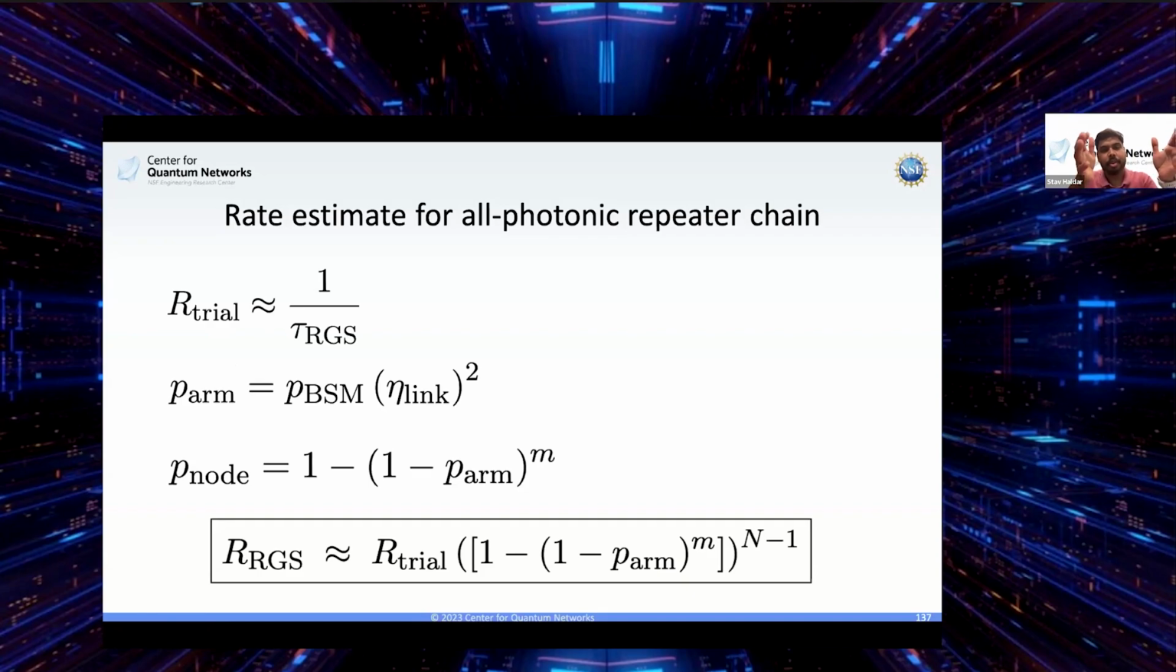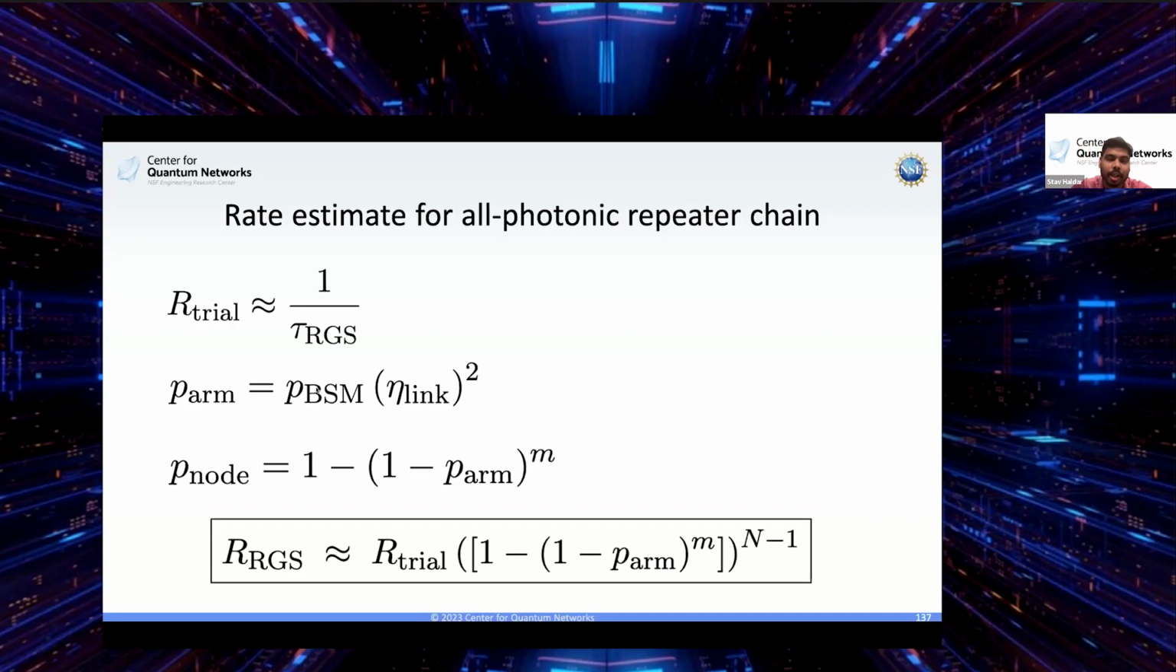So for each arm, this refers to the 3 or 4 arms that we had in the Azuma scheme, if you remember the discussion that we did. You have these multiple arms. For each arm, you would have the success probability of the photon actually reaching the beam splitters for the heralded link generation. And you would have coupling losses, the losses associated with the single photon generation, the graph state generation itself, and so on.